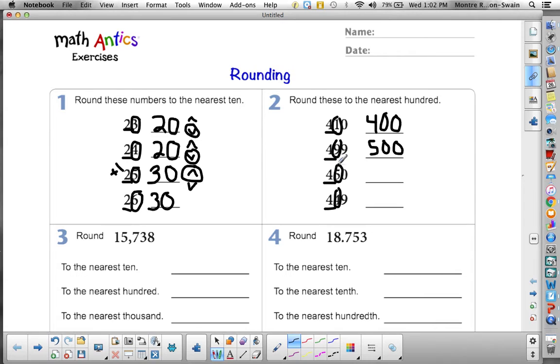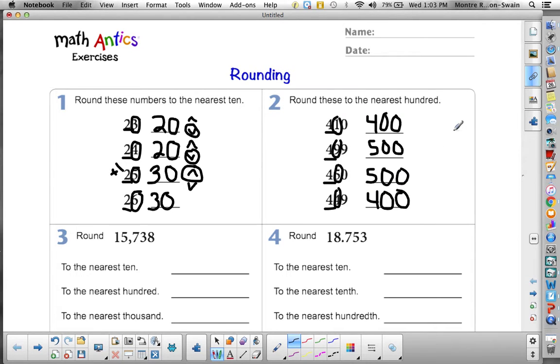450. The 5 tells me to round up. So that means the 4 becomes a 5 because I add 1 to it. The 5 in the tens place becomes 0. And the 0 becomes a 0. Alright, 449. The 4 tells me to round down. That means this 4 is going to stay the same. So the 4 becomes a 0. And the 9 becomes a 0.